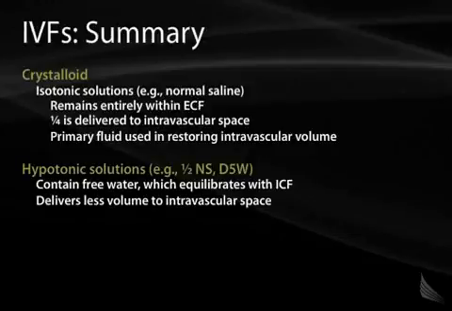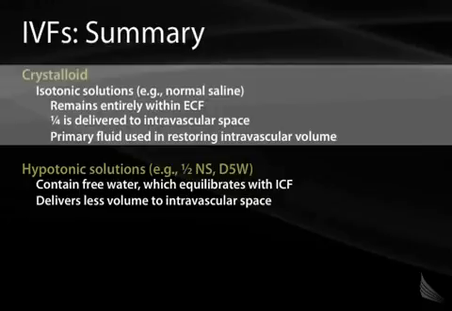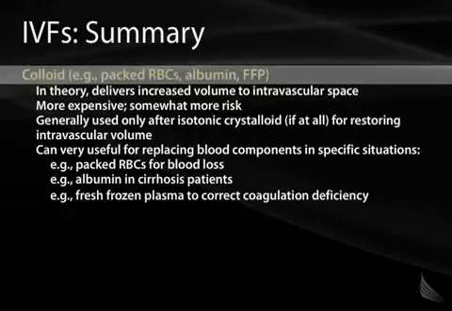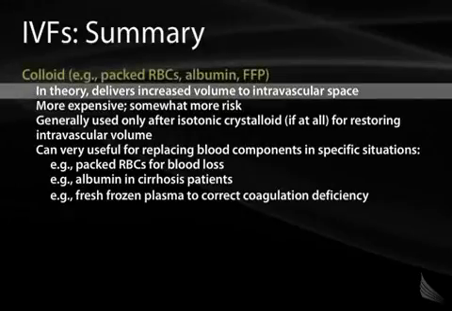Just to summarize IV fluids, crystalloids can be in the form of isotonic or hypotonic solutions. Isotonic solutions are primarily used in restoring intravascular volume because they remain entirely within the ECF. Hypotonic solutions contain free water. This will equilibrate with the ICF and the ECF, and they deliver less volume to the intravascular space. Colloids, in contrast, will remain only in the intravascular space. Colloids clinically consist of packed red blood cells, albumin, or fresh frozen plasma.